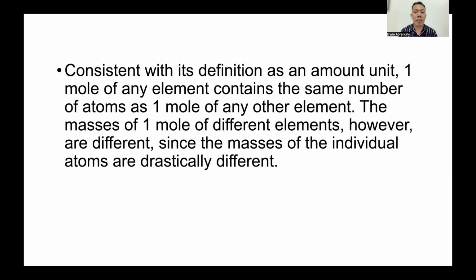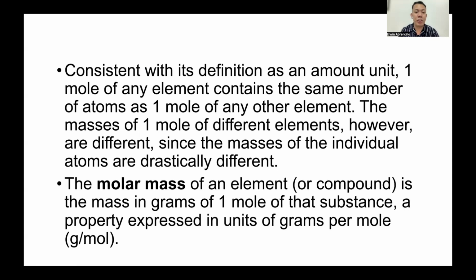Consistent with its definition as an amount unit, a mole of any element contains the same number of atoms as one mole of any other element. The masses of one mole of different elements, however, are different, since the masses of the individual atoms are drastically different. Of course, we will understand this more in our problem solving in the next slides. So let us define now molar mass. The molar mass of an element, or of a compound, is the mass in grams of one mole of that substance, a property expressed in units of grams per mole.